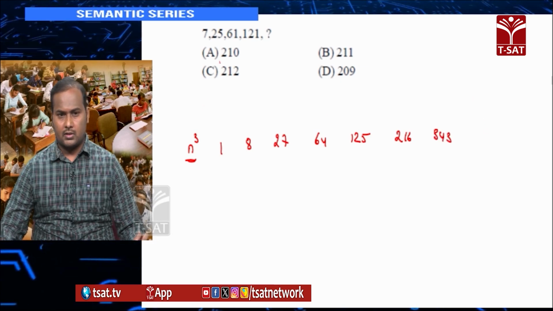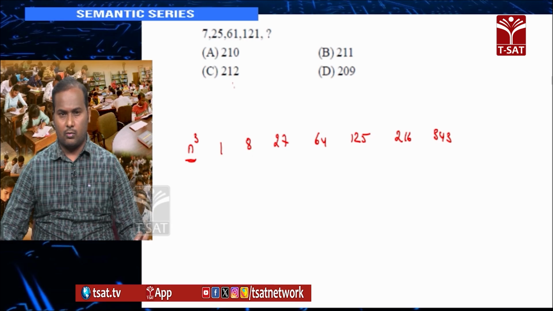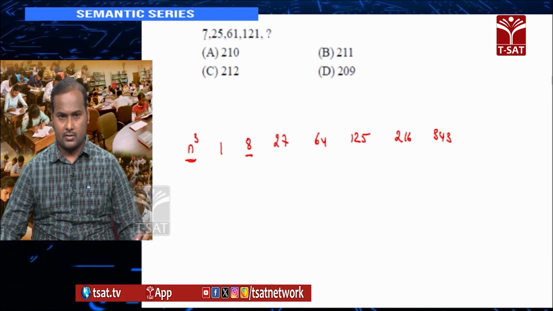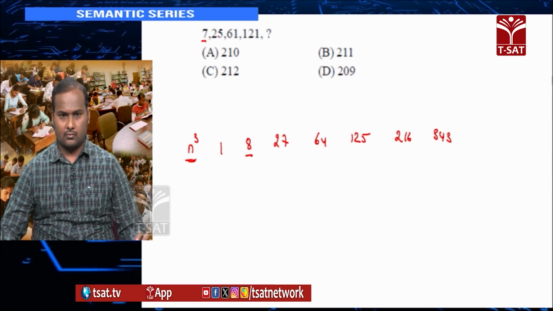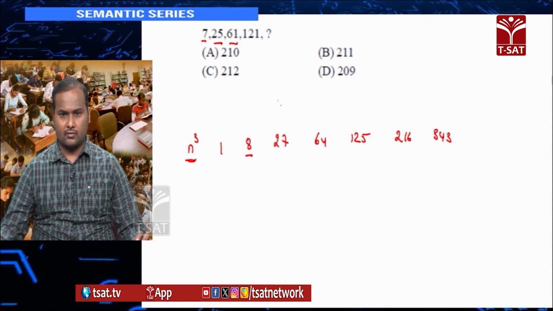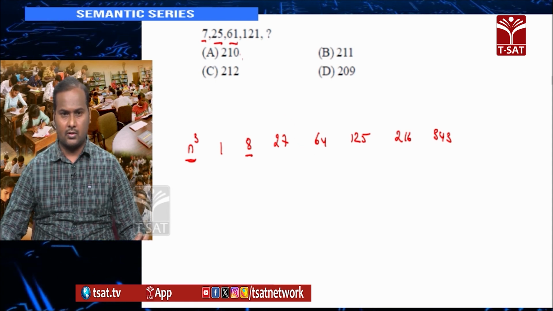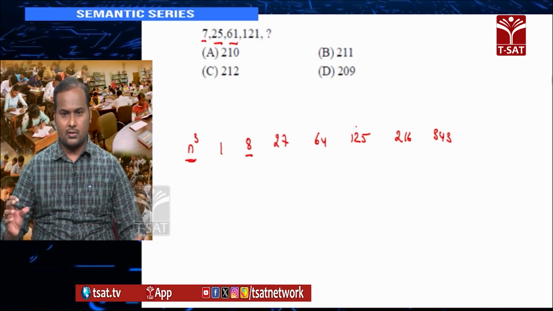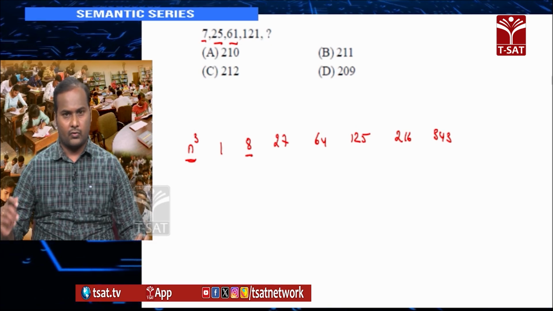See, the moment you see this particular question, 7, here 8. It is 2 cube, here it is 7. Then 27, 25. Here 61, here 64. Here 121, here it is 125. So, the moment you see these numbers, in your mind you should think about cubes.